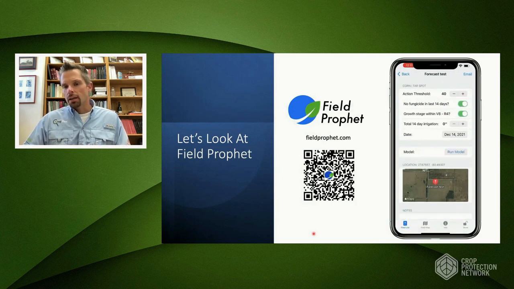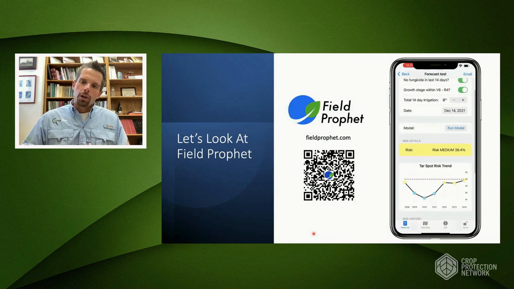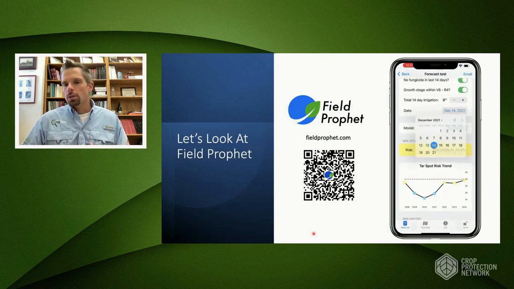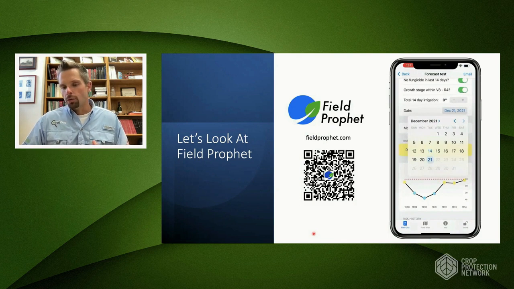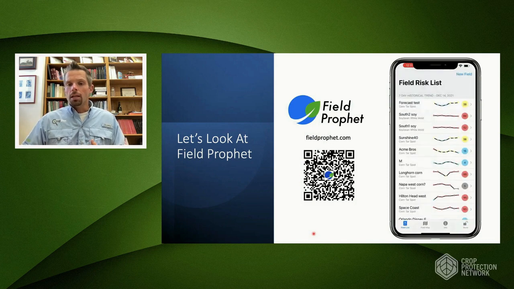forecast by just giving a couple of pieces of information about when the last fungicide was applied, what's the growth stage of the crop, do we have irrigation, and now we're actually going to go in and get our forecasts. So rerun the models, and you can see the 7-day look ahead is actually quite conducive. Another nice thing about Field Profit is it gives these trend lines.